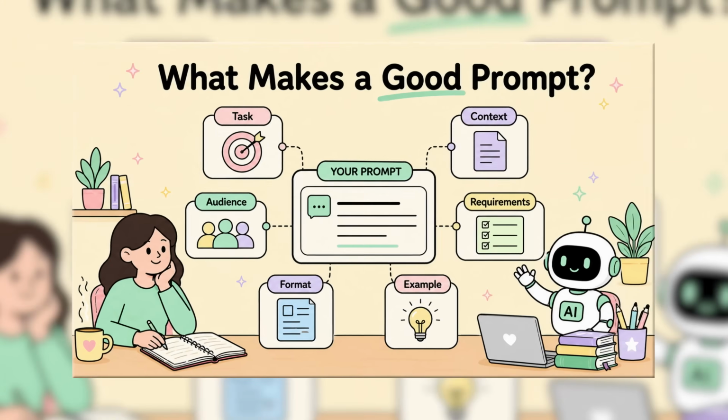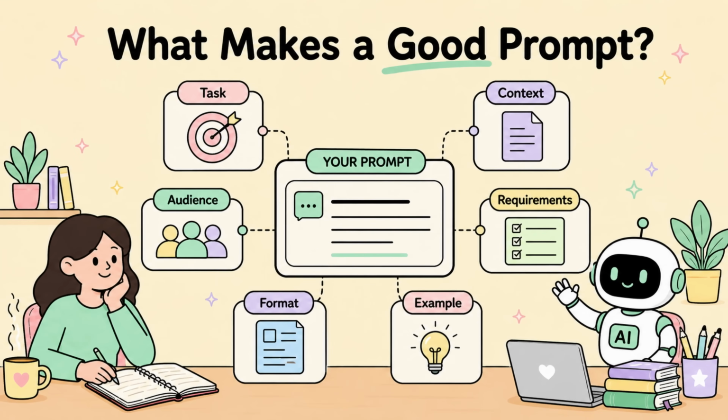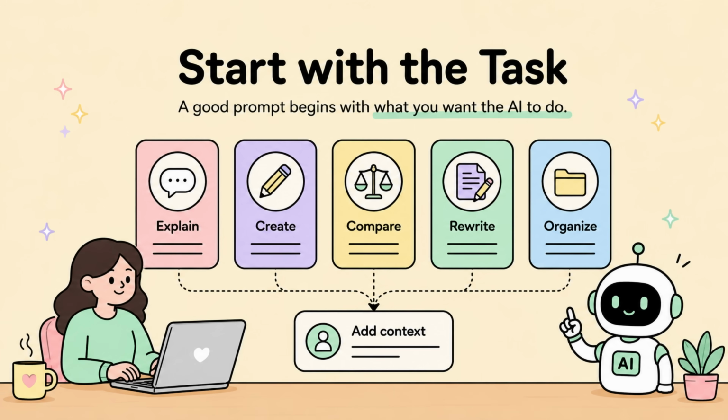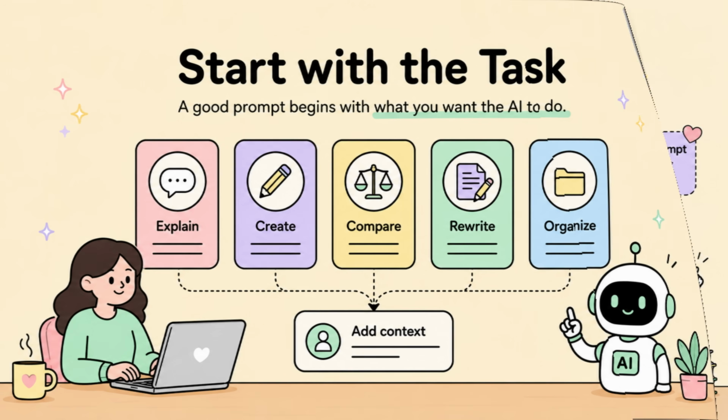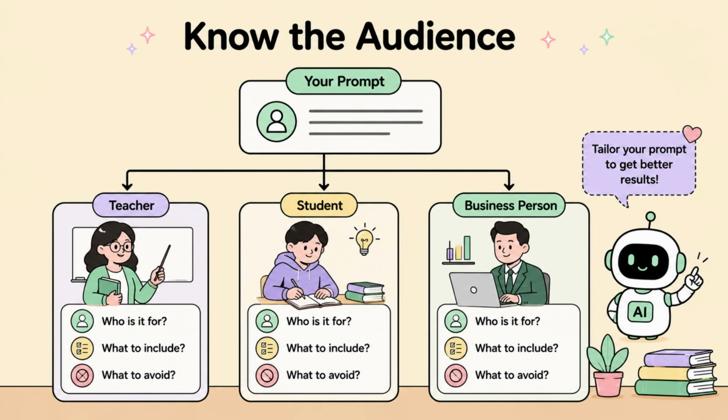So, what should a good prompt include? There is no fixed formula. A simple question may need only one sentence, while a lesson plan, research task, or business idea may need more detail. Depending on the task, you can include a few useful things. Start with the task. What do you want the AI to do? Explain, create, compare, rewrite, or organize. Then add the context. What does the AI need to know about your situation? Mention the audience, who is the answer for. Add any important requirements. What should it include, avoid, or focus on?